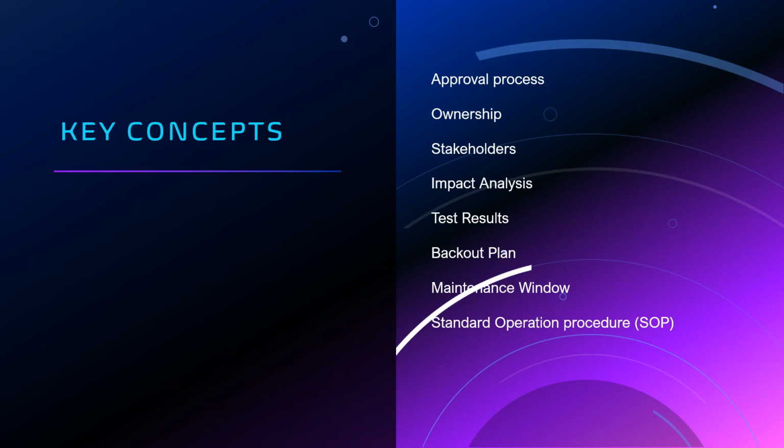In this section, you will learn some key concepts such as the approval process, ownership, stakeholders, impact analysis, test results, backup plan, maintenance window, and a standard operating procedure or SOP.